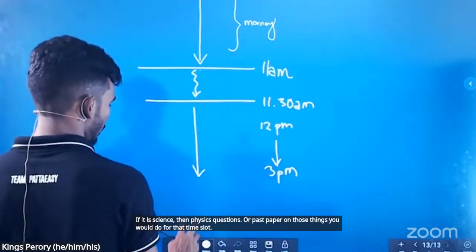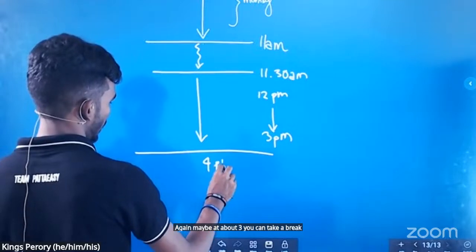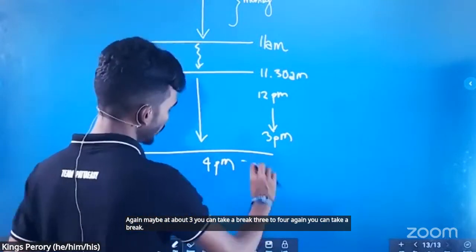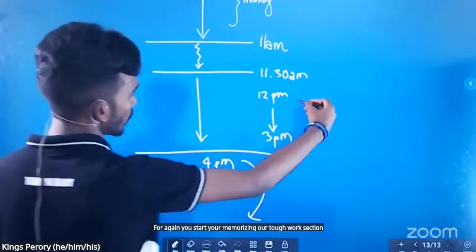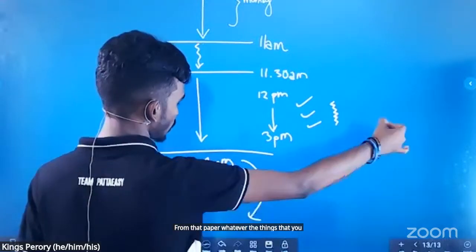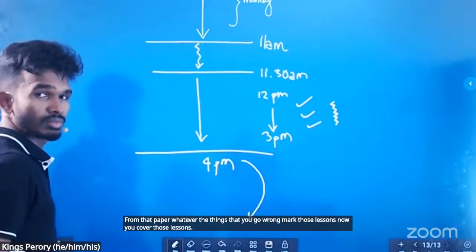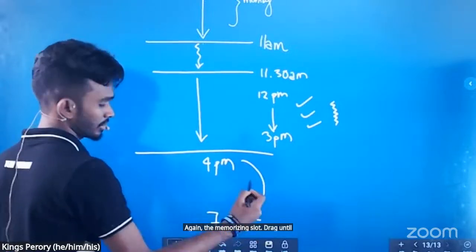Again, maybe at about 3, you can take a break. 3 to 4, again, you can take a break. At 4, you start your memorizing or a tough work section. Maybe here you do a paper. From that paper, whatever things you got wrong, mark those lessons. Now you cover those lessons. Again, the memorizing slot. Drag until at least about 7 p.m.